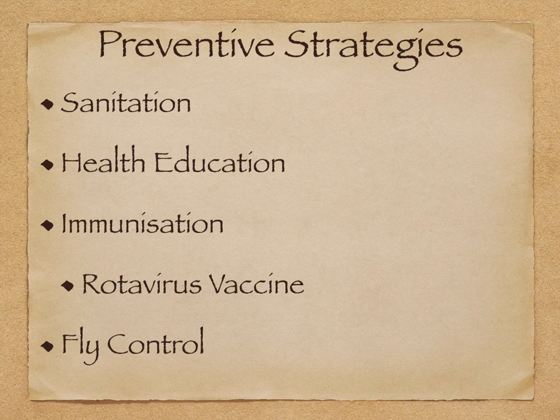Then immunization is an important preventive strategy, and immunization against measles is a potential intervention for diarrhea control. We can prevent up to 25% of diarrheal deaths in children under 5 years of age. Then rotavirus vaccine is also very important.